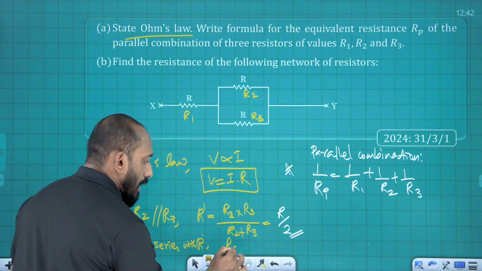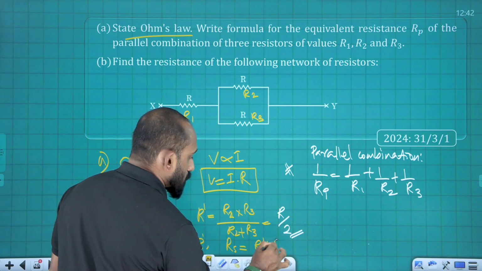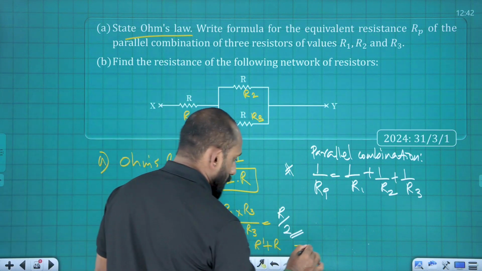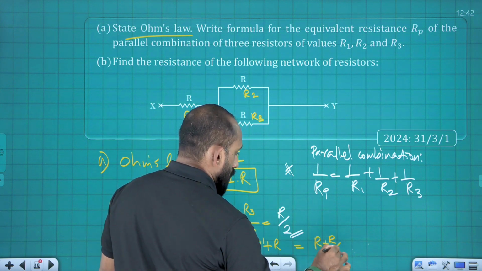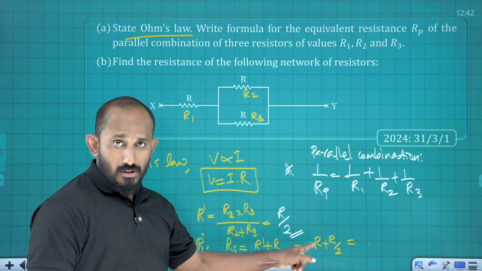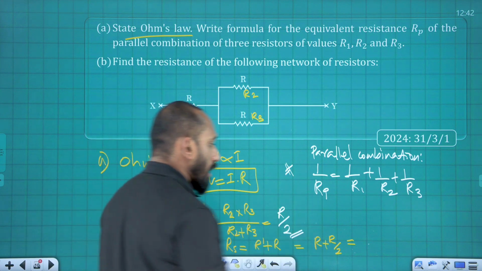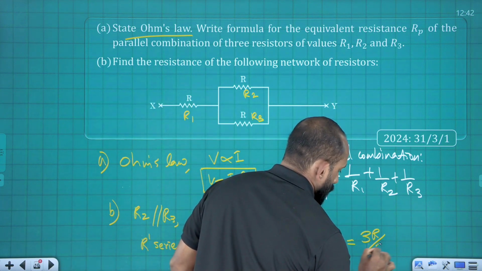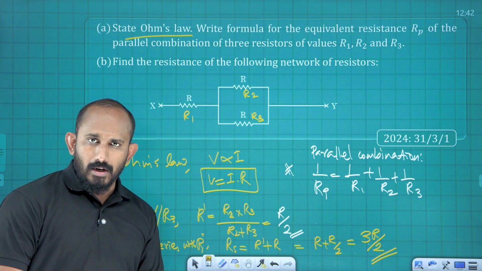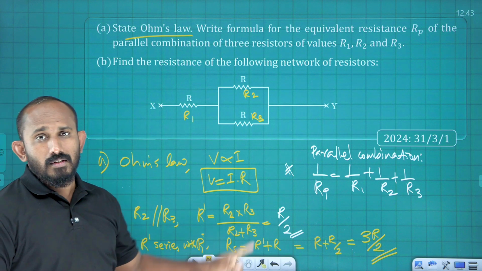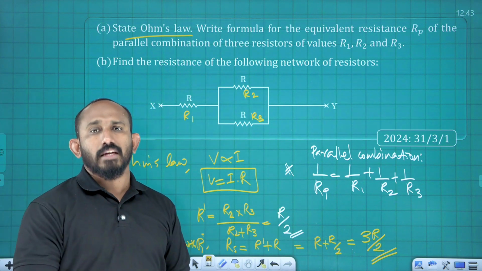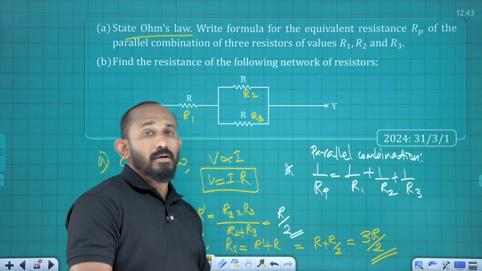So net resistance Rs is equal to R dash plus R1. R1 is given, so this will be R plus R by 2. Taking the LCM, 2R plus R, that is 3R by 2, is the final answer. Have you got it? So two are parallel, one is series. First find the parallel effective one, then add it with the series one, and you will get the total resistance of the circuit. That is 3 times R by 2.